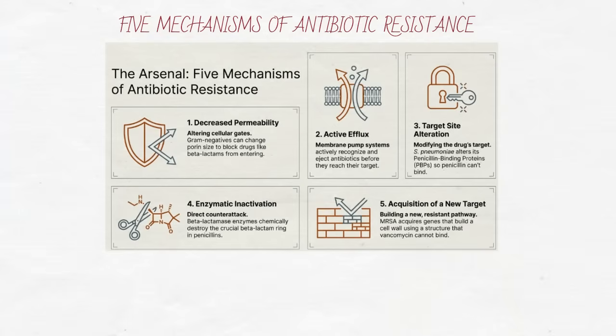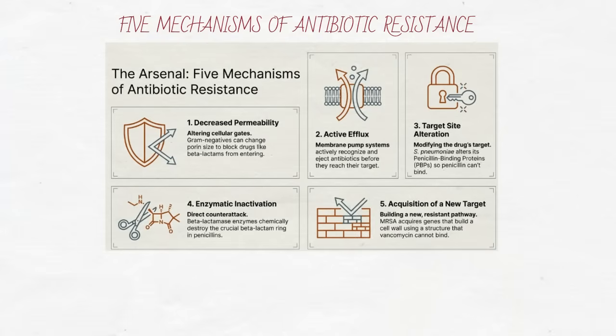Fourth, inactivation or destruction of the antibiotic, a direct counterattack involving enzymes that chemically destroy the drug. The most notorious are the beta-lactamases, which shred the crucial beta-lactam ring in penicillins and cephalosporins, rendering them completely useless. Fifth, acquisition of a new target, not just changing the lock, but building a whole new door. Take Staphylococcus aureus resistance to vancomycin. Vancomycin normally targets a structure in the cell wall called D-Ala-D-Ala. Resistant staph acquires genes that change that structure to D-Ala-D-Lac. Vancomycin can't bind the new target at all. Drug is useless, cell wall is perfectly healthy.